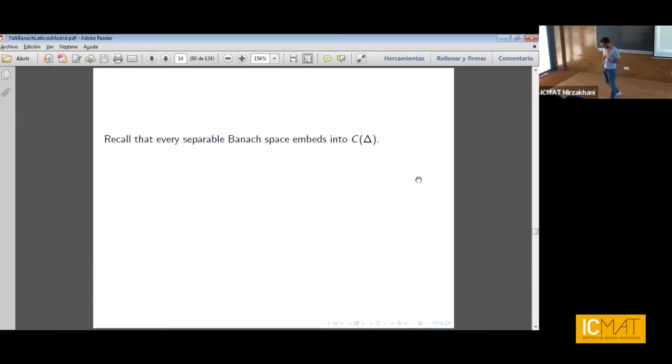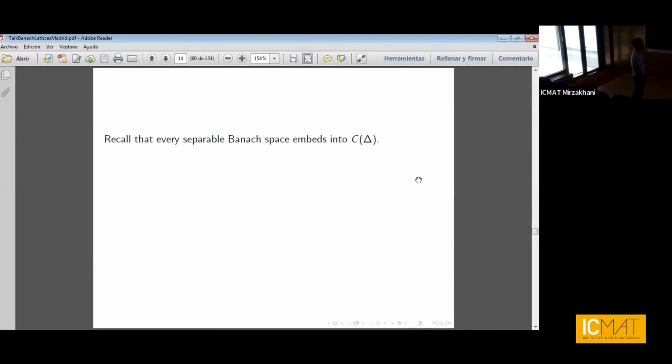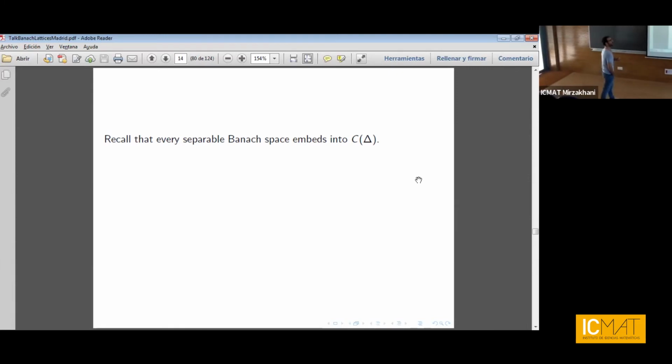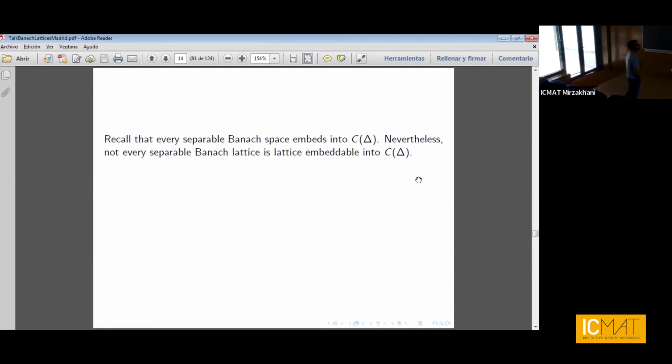And well, what is the next ingredient of the proof? Well, you may know that every separable Banach space embeds into C of the Cantor set, but we do know that not every separable Banach lattice is lattice embedded into this space. So in particular, little one cannot be lattice embedded into this space.